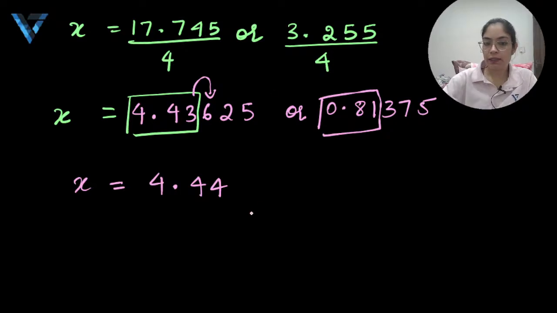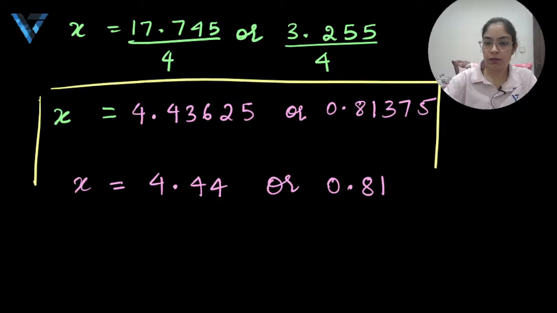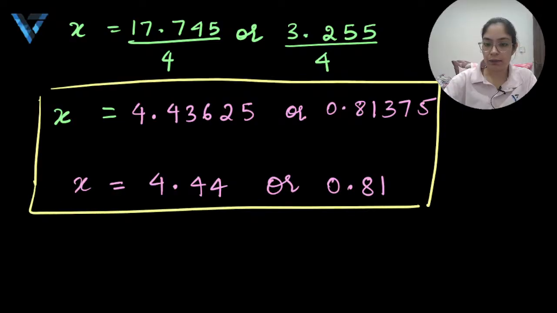Same way, this also you have to see up to 2 decimal places. Here the next digit is 3. It's less than 5, so you don't have to round it off. So this is 0.81. 4.44 and 0.81, these two are the correct answers. But when we are writing the answer, all 4 you have to write. So these 4 are the answers here. From your examination point of view, I am telling you all 4 you have to write correctly. I hope this is clear.